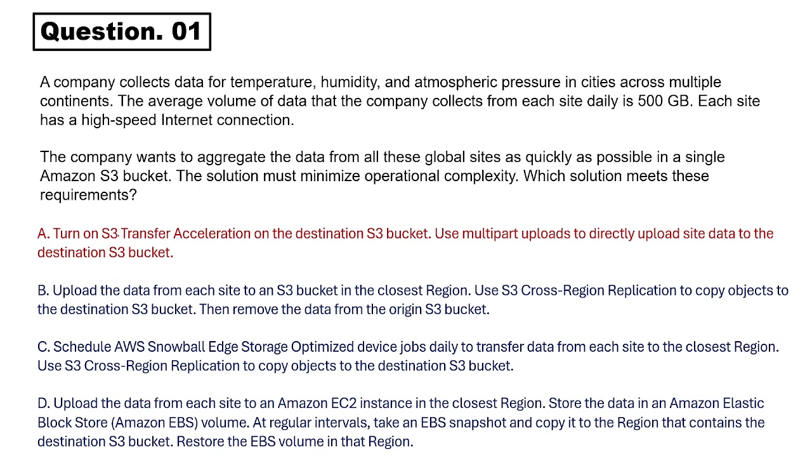Option A, that is turn on S3 Transfer Acceleration on the destination S3 bucket and use multi-part upload to directly upload site data to the destination S3 bucket. This is the correct answer over here, right? Because what we are given in the question, very first thing, 500 GB data. That is quite big data, but it has a high speed internet connection.